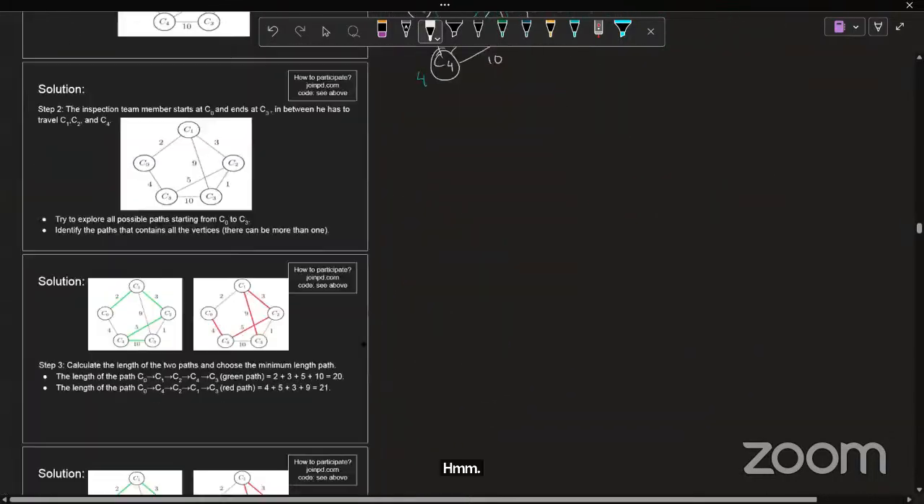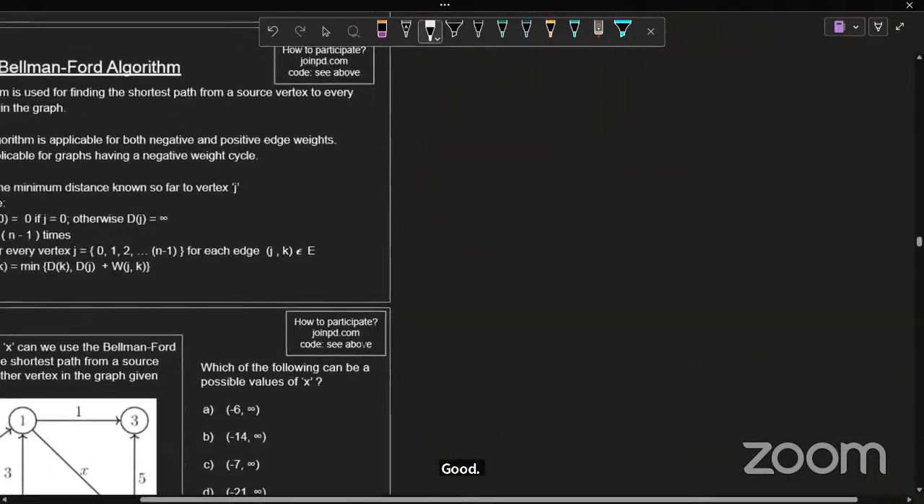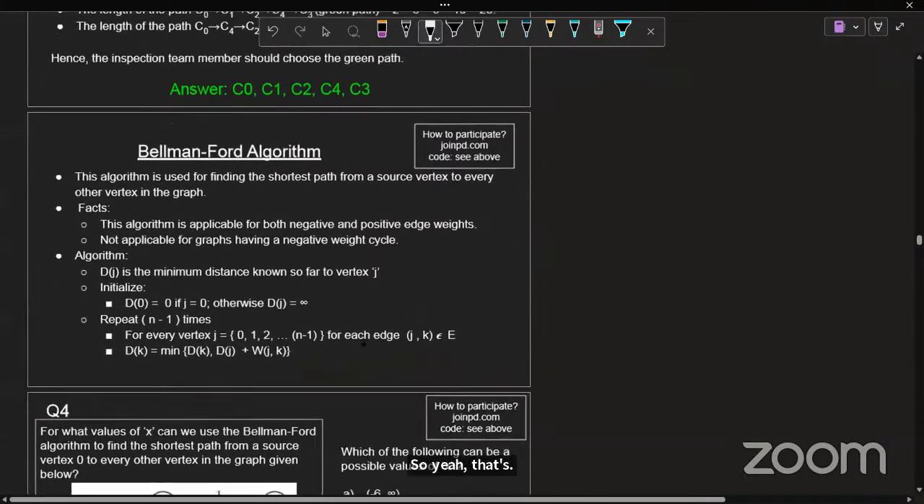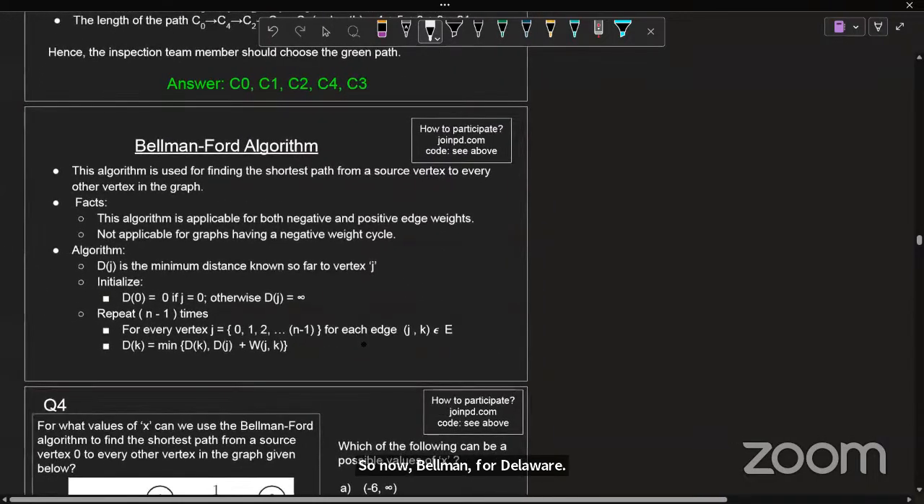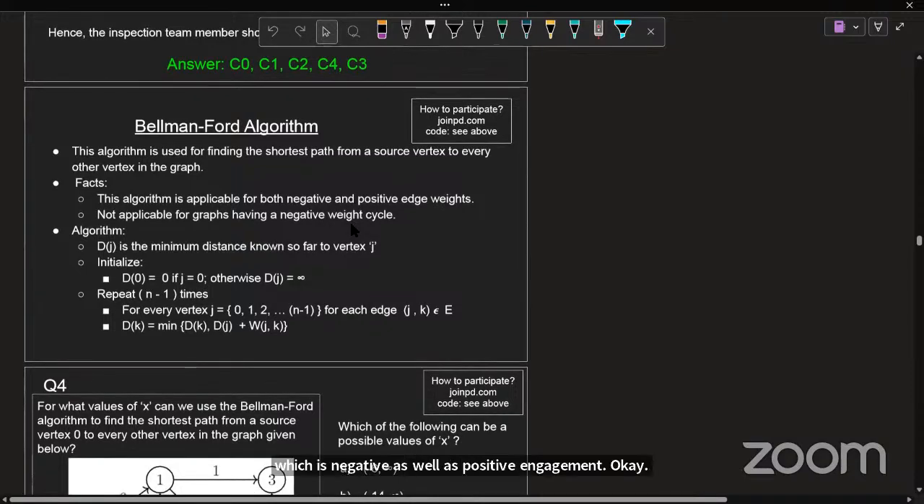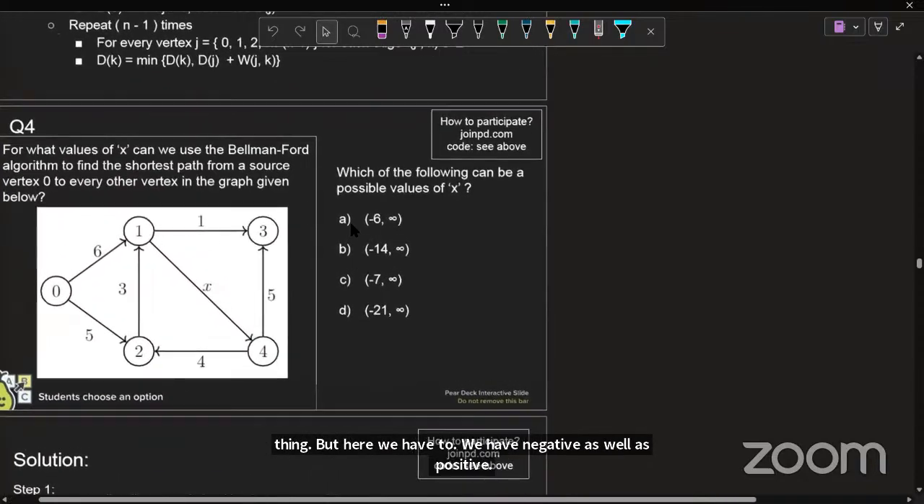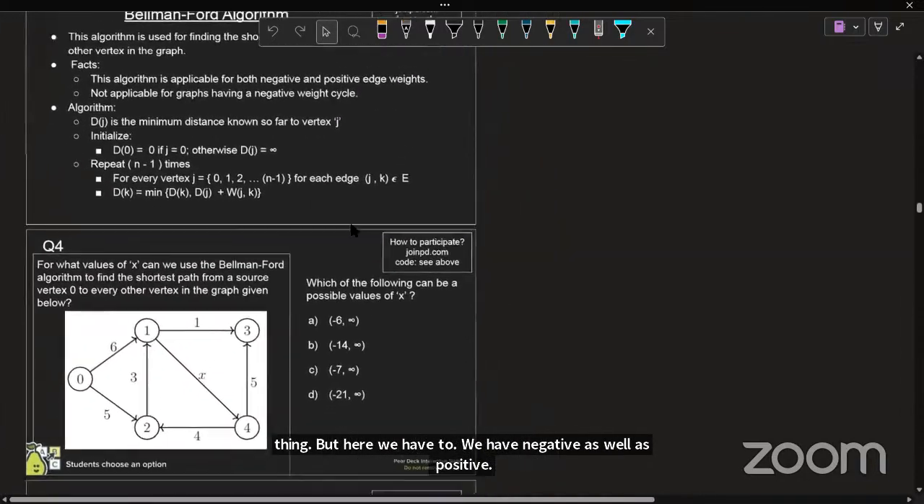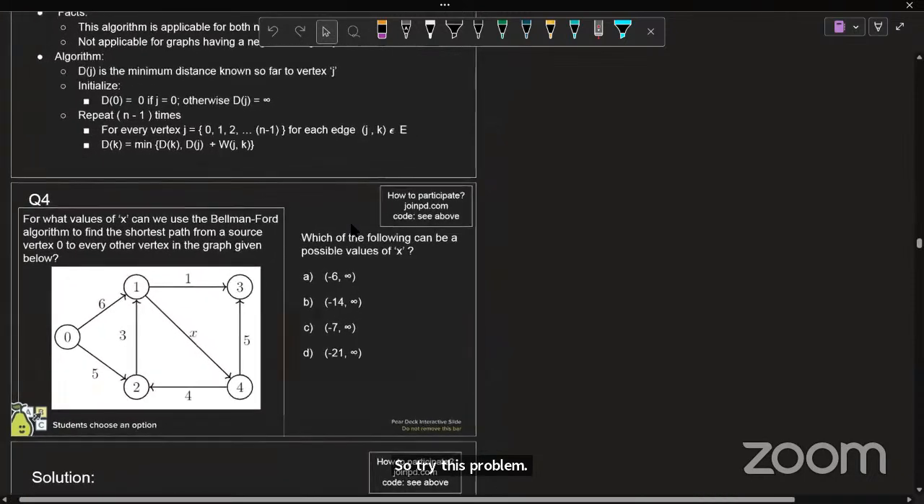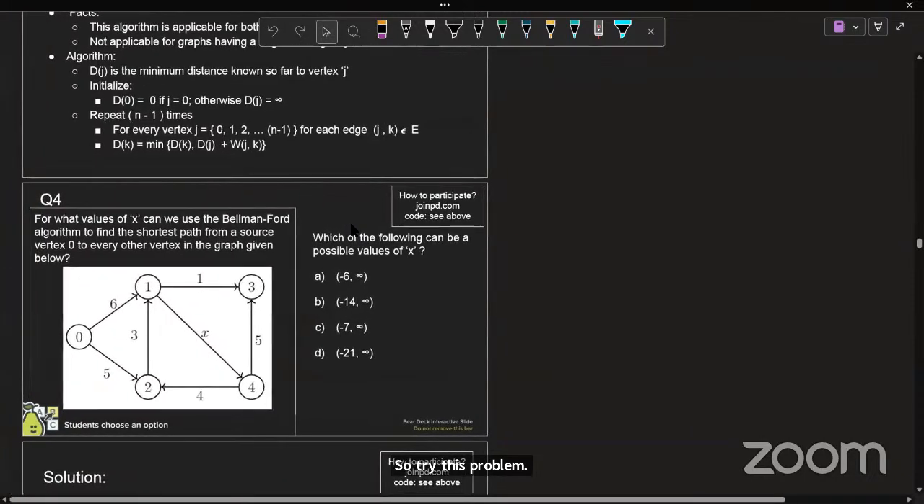Okay, so let's move on. Now the Bellman-Ford algorithm. This algorithm finds the shortest path from a vertex to other vertices, in graphs which have negative as well as positive edge weights. Same thing, but here we have negative as well as positive edges. So try this problem. The first question here: you have to find which of the following can be the possible values of x.